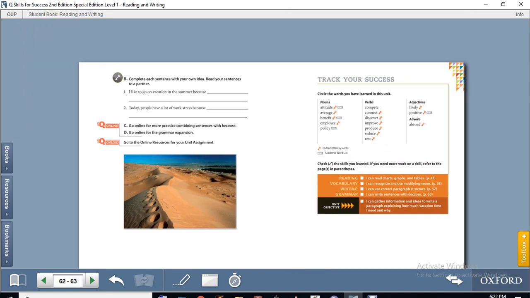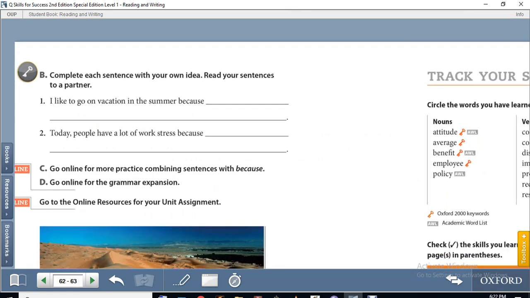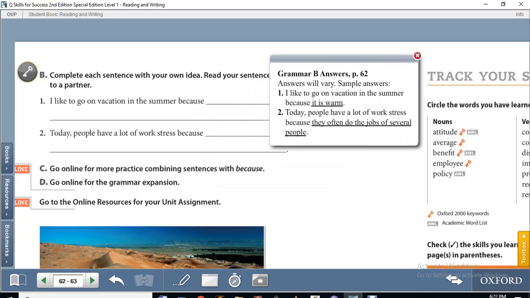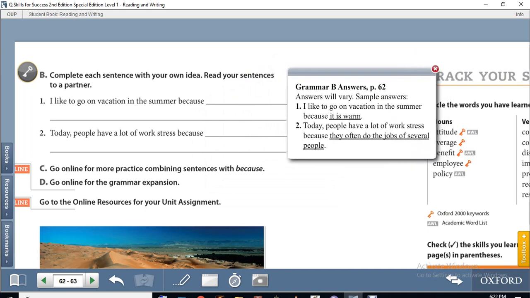Now our last activity in writing section, level 1, unit 3. What you need to do here is complete each sentence with your own idea. So you need to use your own idea, your own words. Read your sentences to a partner. You can work in a group-like situation. Of course, answers will vary from one student to another. Now, examples you may follow are as follows.